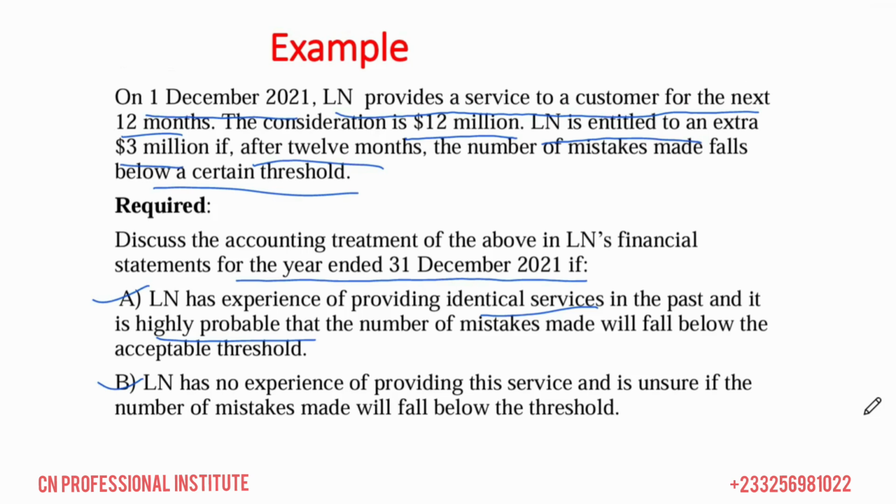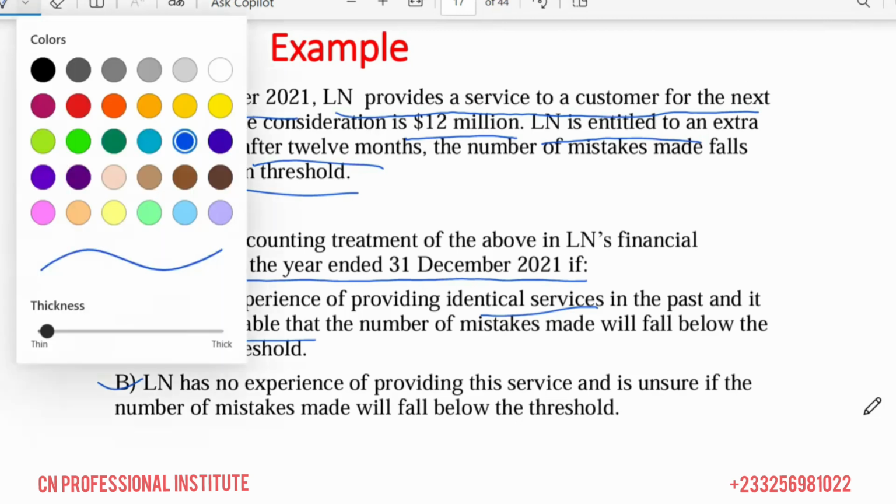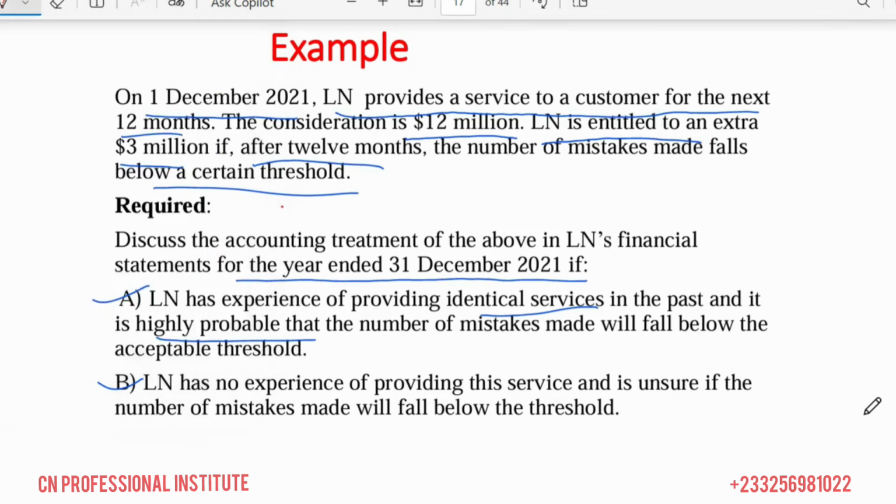So scanning the question again, the main consideration is 12 million. So that one is setting the question. The main consideration is what? 12 million. So that one, we can see it, 12 million. Very good. But they are entitled to an extra 3 million, right? If after 12 months, the number of mistakes falls below a certain threshold. So this 3 million here is what we call the variable consideration.